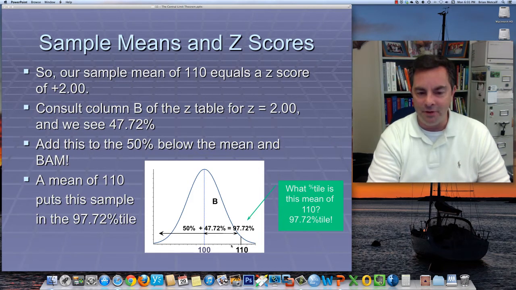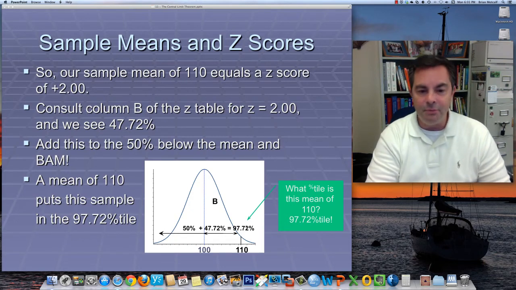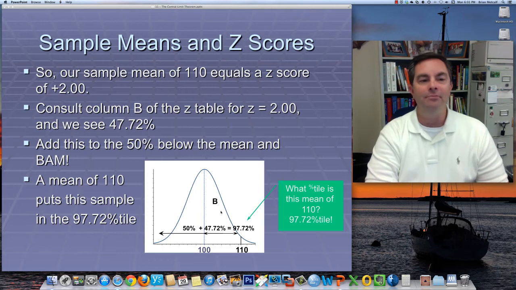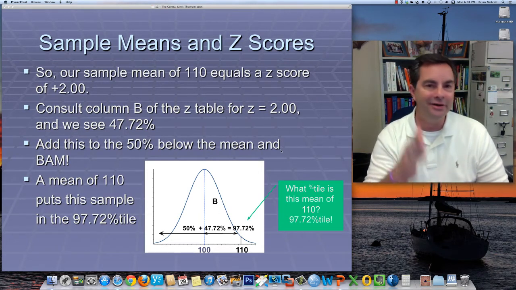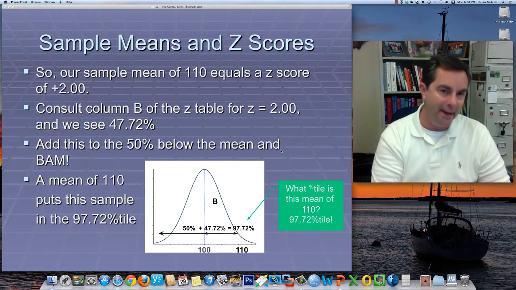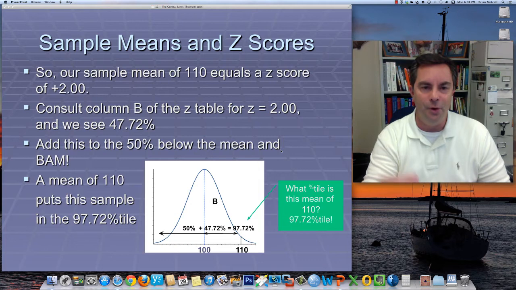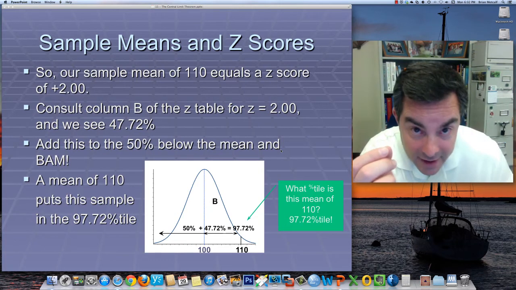47.72% of the samples are between 100 and 110, and 50% of the samples are below it. So add those two together, 50 plus that equals 97.72. So voila. That group of 9 people, if 9 people get an IQ of just 110, collectively as their mean, that places them in the 97.72 percentile, just about the 98th percentile.